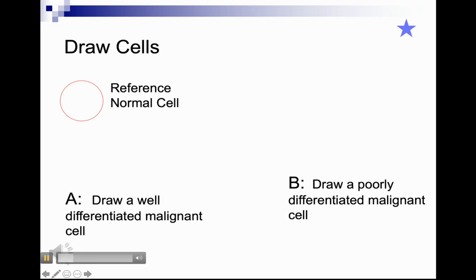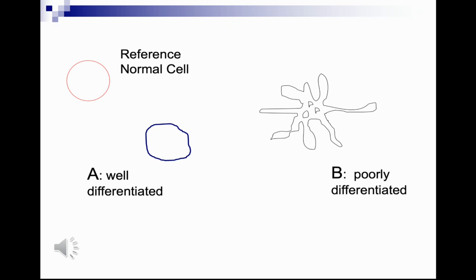Using the reference normal cell, draw a well-differentiated malignant cell and draw a poorly differentiated malignant cell. Okay, give you a second to do that. You could draw just about anything you want for well-differentiated as long as it resembles very closely the reference cell. Poorly differentiated, you could draw anything you want as long as it bears no resemblance to the reference normal cell.